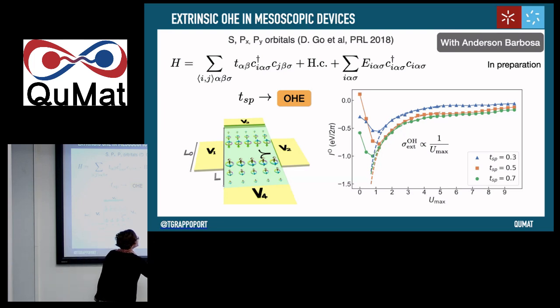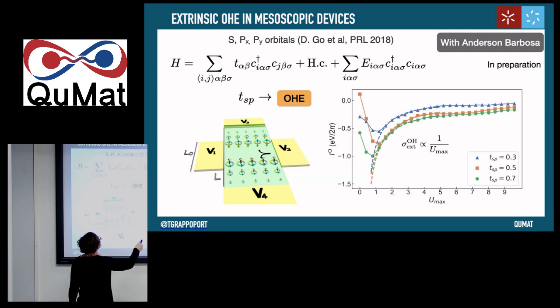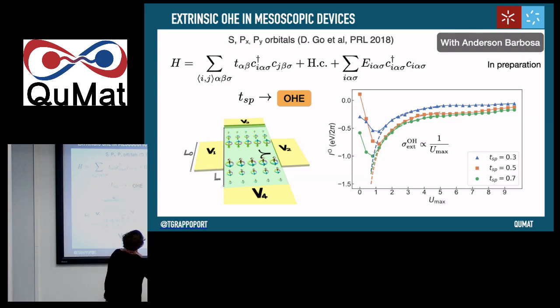So for example, for T equals 0.5 that we use very often, we have a positive orbital Hall effect. Now we include disorder, you can move to negative orbital Hall effect, and this effect is increased very much, right? And then it begins to decrease.